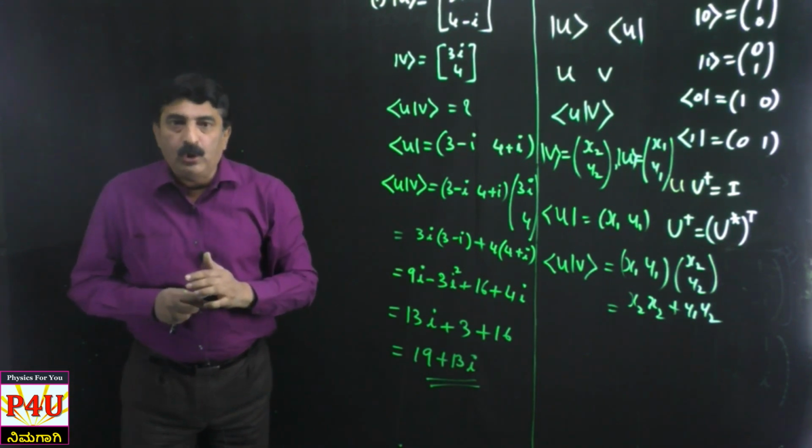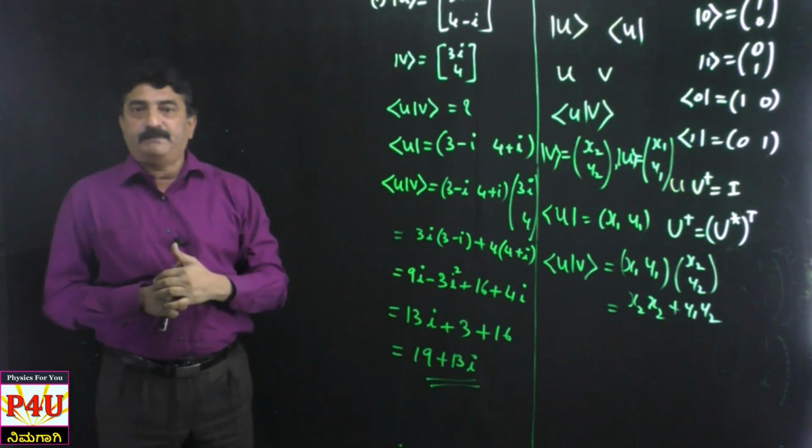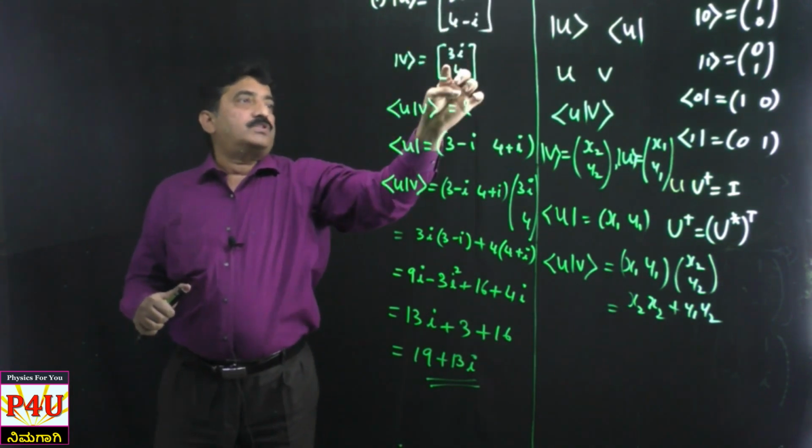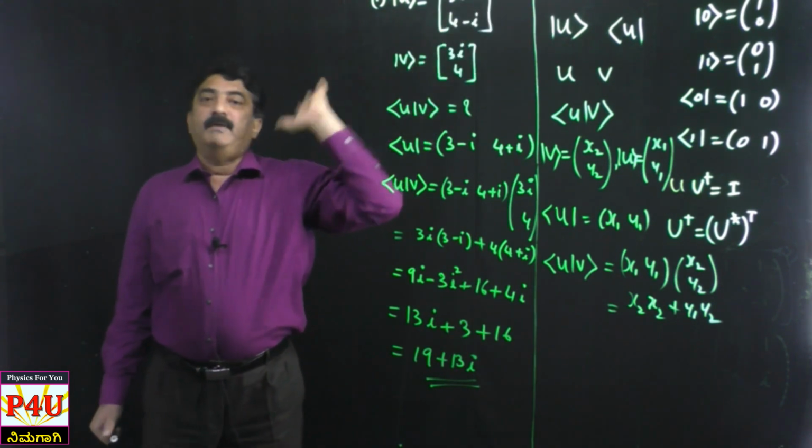What did I tell? The inner product of two members of a complex vector space, because there is a complex number.